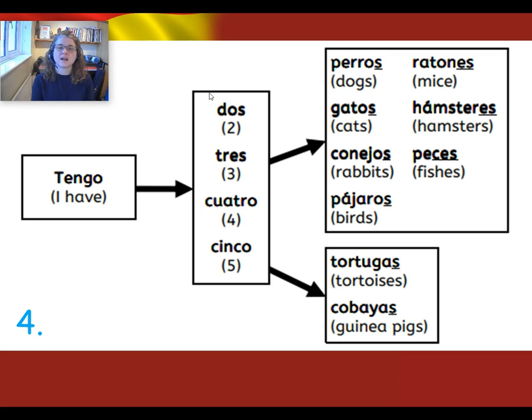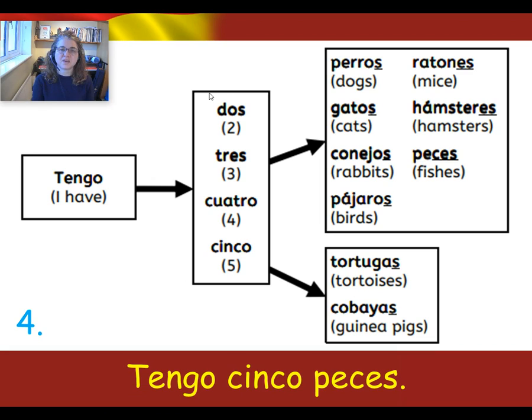How would you say, I have 5 fishes? Have you worked that one out? I have 5 fishes would be Tengo 5 peces. Well done. How did you do with those?